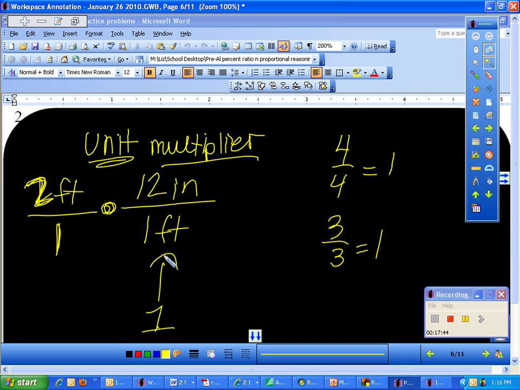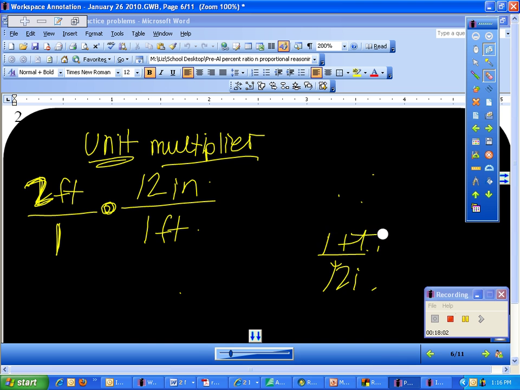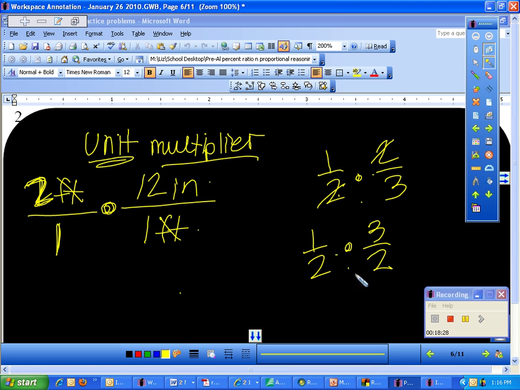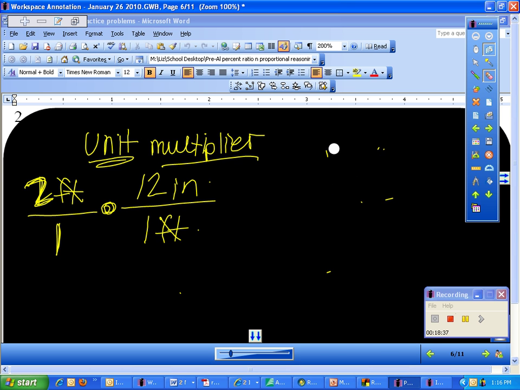Now, why did I set up the unit multiplier the way that I did, so that the feet are in the bottom and the inches are in the top? Because I could just as easily have done 1 foot over 12 inches, and it would still be worth the same amount, but I did it for a reason. What is it, Katie? Exactly. The units that are the same have to be diagonal from each other. So if you were doing 1/2 times 2/3 and you wanted to cancel to make your life easier, you can, because the 2 is in the numerator and the other 2 is in the denominator. If it were flipped and both 2's were in the denominator, you can't cancel. So that's why you've got to make sure you set up your unit multiplier so that the units you're trying to cancel are diagonal from each other. If the one you're trying to get rid of is in the numerator, you've got to make sure the unit multiplier has it in the denominator.